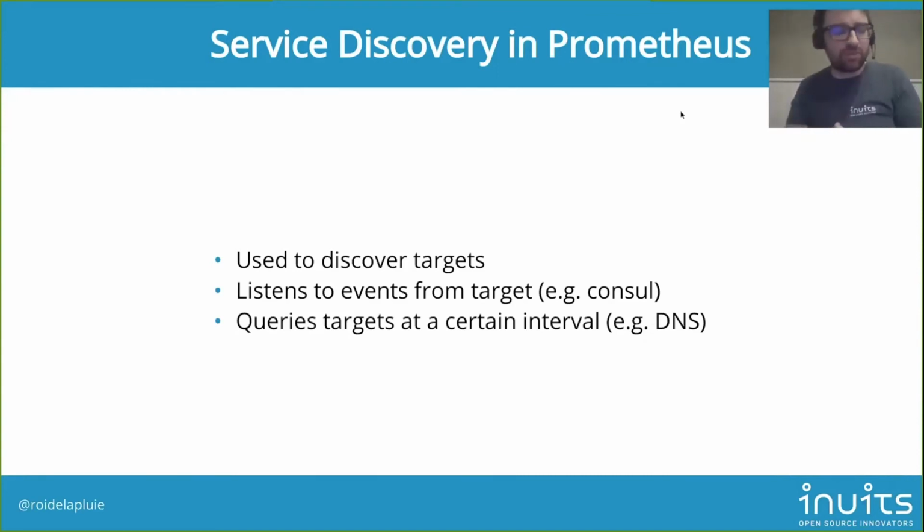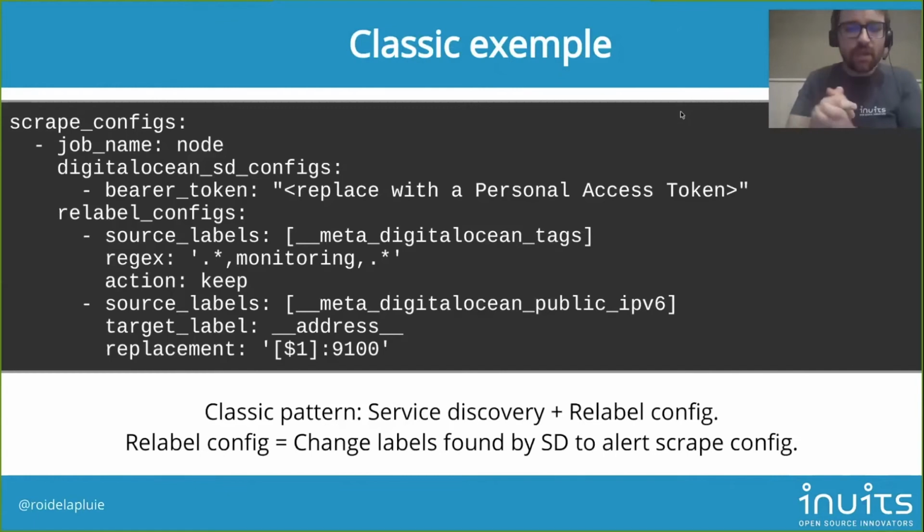We have lots of examples like GCE, EC2, Consul, Kubernetes, DNS, etc. A classic example is like this: Prometheus will connect to a cloud provider, and then after that configuration, so this is for the node exporter, you will actually use what is called relabel configuration to tell Prometheus, hey, take the labels from the service discovery and alter them so I can use another address than the default one or add extra labels. In this case, we are taking the IPv6 instead of the IPv4 that we would get by default, and then we append an extra port to the configuration that we get from the cloud provider. So this is the classic pattern, service discovery and relabel configuration.